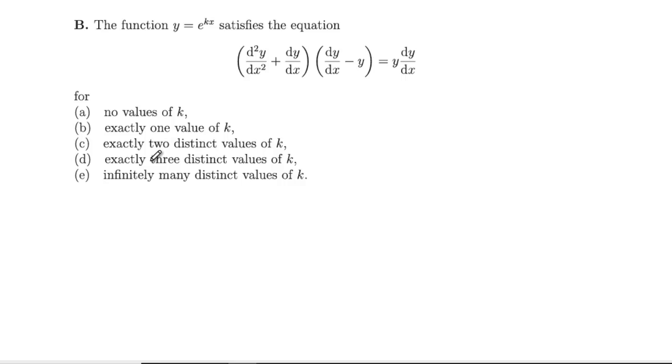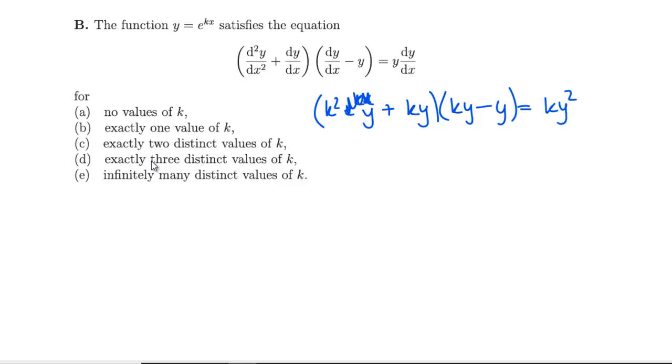Question B, the function y equals that satisfies that equation for what values of k? Right, oh, easy one to differentiate at least. So we can plug this in. And so we've got k squared e to the kx plus, actually, I'll be writing that out a lot. That might be worth just putting as y. Let's leave that as y. K squared y plus ky multiplied by ky minus y is equal to ky squared.